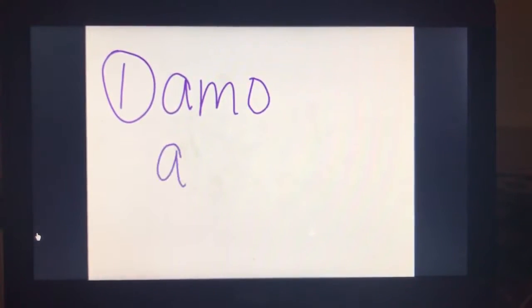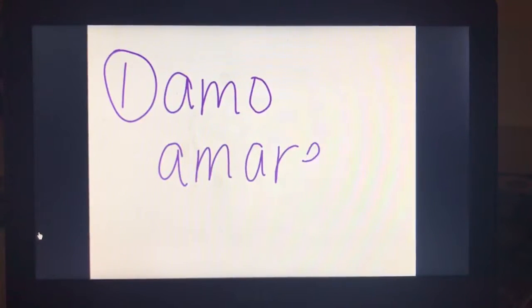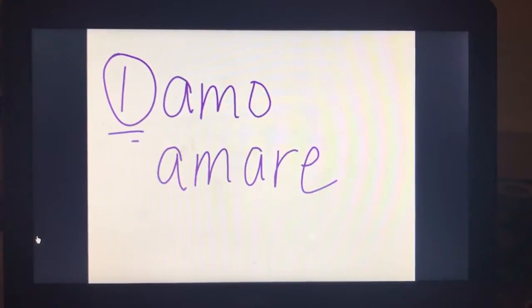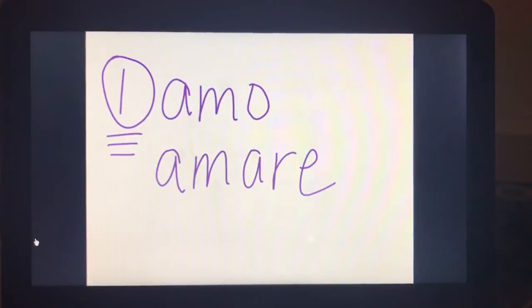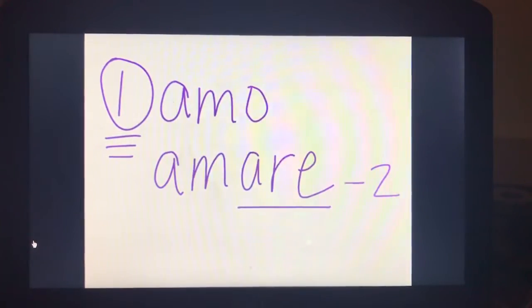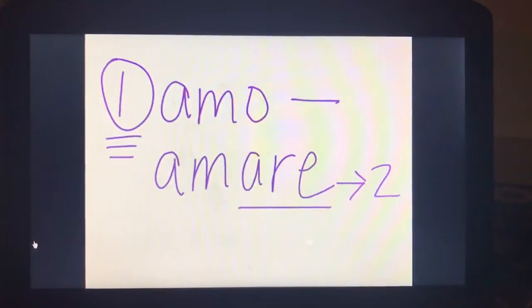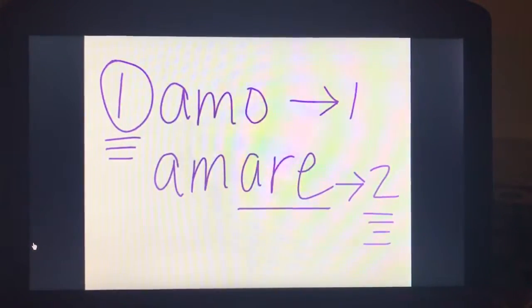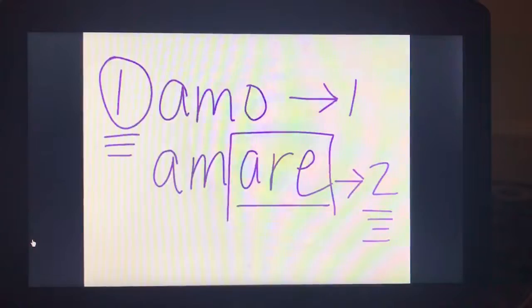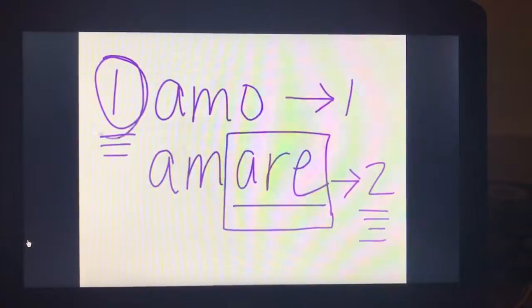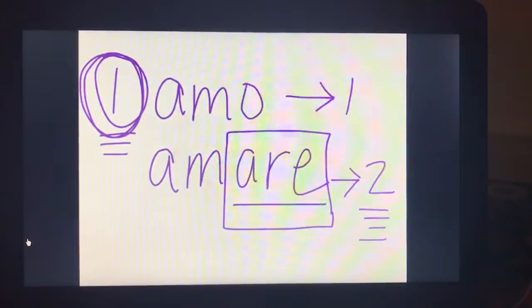Here is an example of a verb in the first conjugation. Amo, amare. Amo, amare is in the first conjugation. How we know this is by looking at the last 3 letters of the second principal part. Amo is the first principal part, and amare is the second principal part. We see A-R-E at the end of the second principal part. This tells us it is a first conjugation verb.